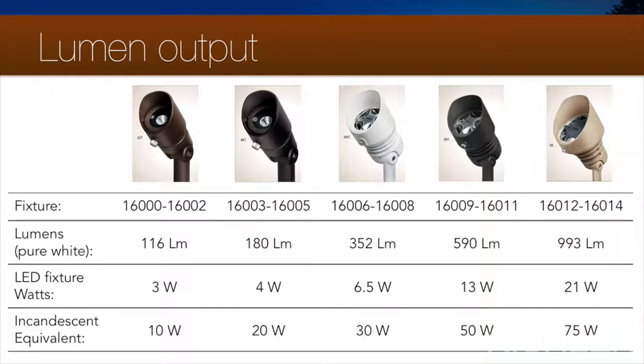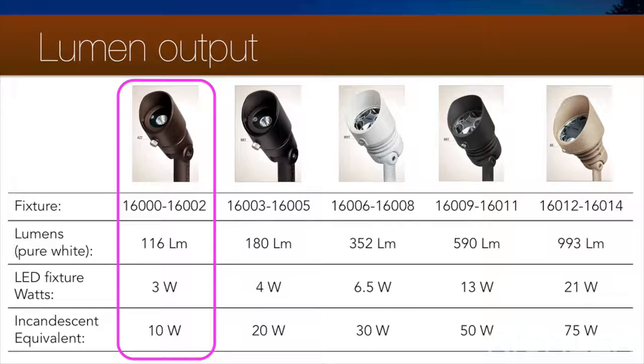To get a sense of how the newest Kichler LED fixtures stack up to their incandescent equivalents, here's a chart that identifies the lumen output for the pure white version of the fixture, the wattage of the LED fixture, and the wattage of the incandescent lamp with a comparable lumen output. The 116 lumen fixture uses 3 watts and is comparable to a 10-watt incandescent lamp.